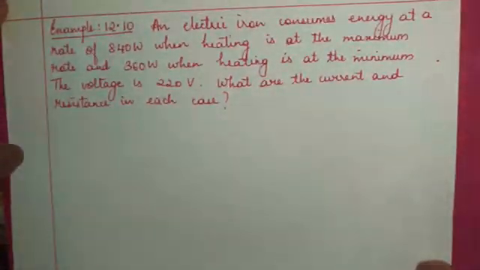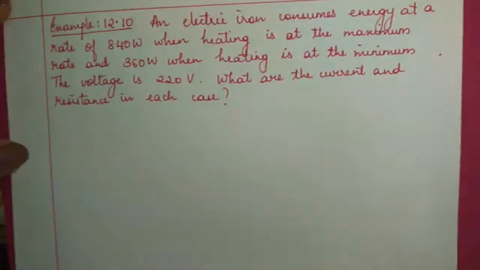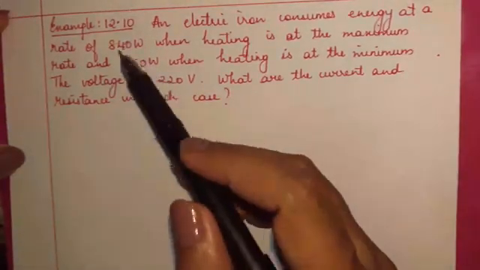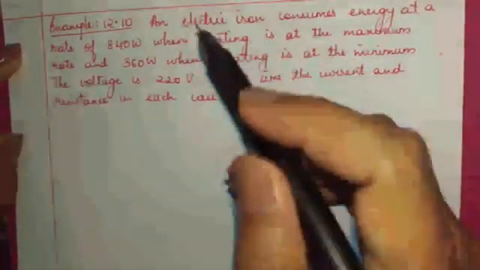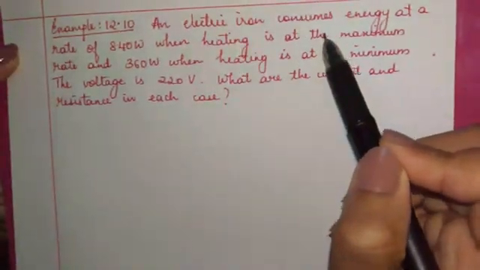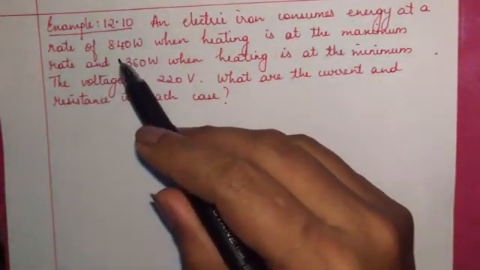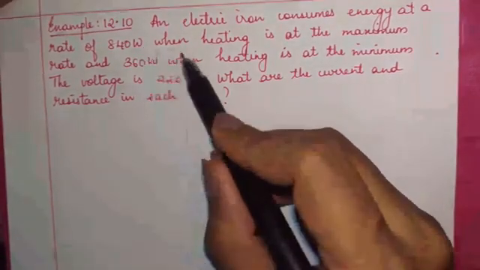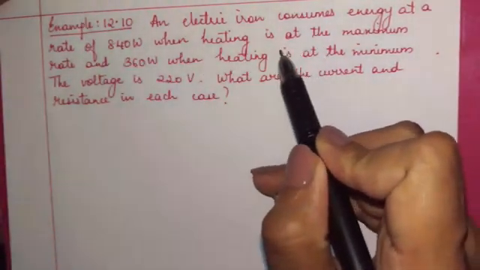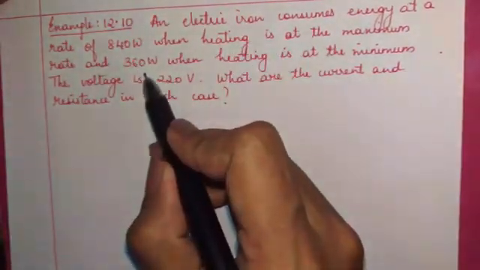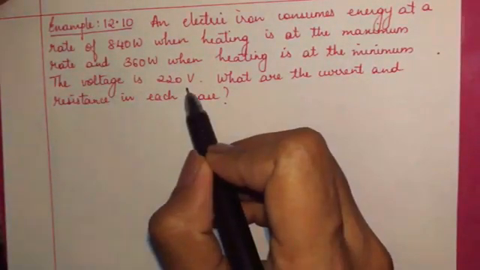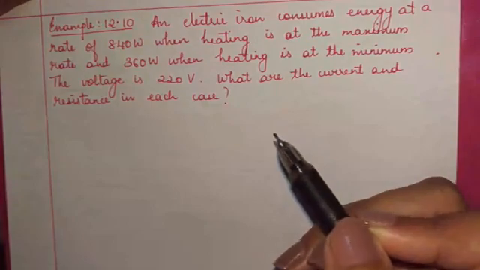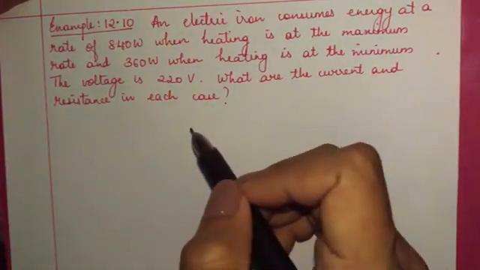Good morning, students. Let us continue with this lesson, electricity, examples 12.10, 12.11, 12.12 and 12.13. An electric iron consumes energy at a rate of 840 watts when heating is at the maximum and 360 watts when heating is at the minimum. The voltage is 220 volts. What are the current and resistance in each case?